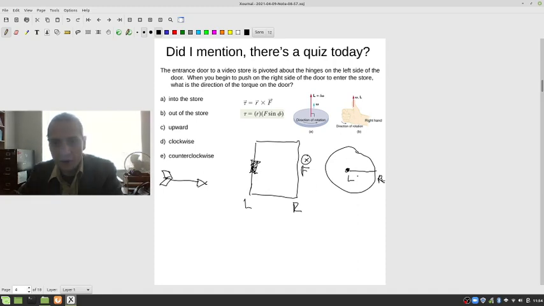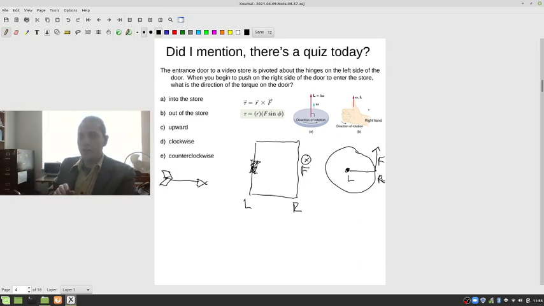It's going into the page. If I'm looking at this from the top now, there's my force going like this, and it asks, when you begin to push the right side of the door to enter the store, what is the direction of the torque on the door? Okay, so the torque is pushing this way. You have to use now your right-hand rule. So you go R cross F gives you your torque. So in this case, I would draw my torque as being in that direction.